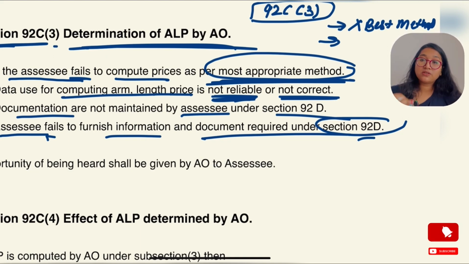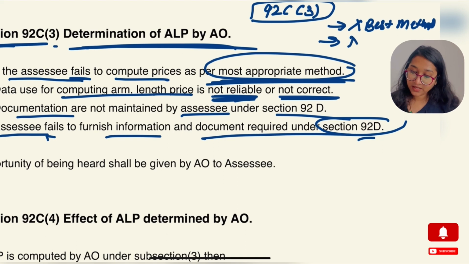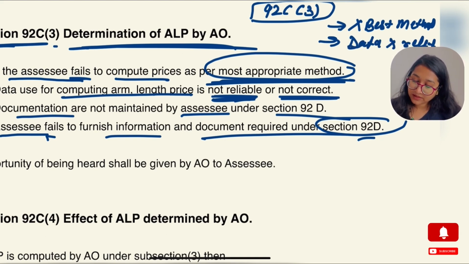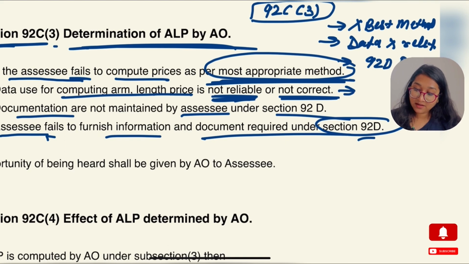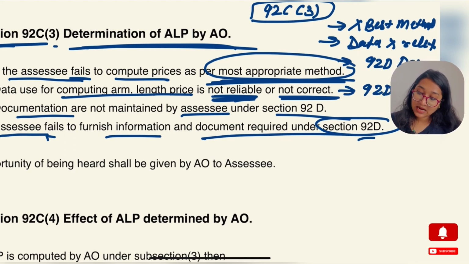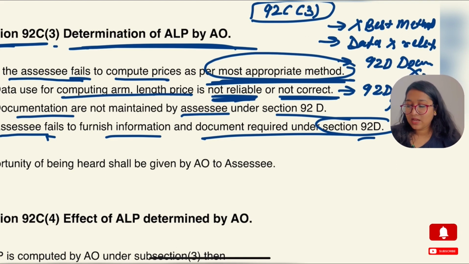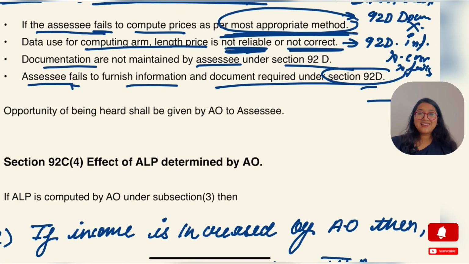So first says that the most appropriate method was not chosen by the SSC, right? Data is not reliable, right? Third says about 92D, documentation is not maintained, right? Fourth says that under the same section 92D, the information furnished by SSC is not correct, or he fails to furnish it, right? Okay, is it clear, everybody?